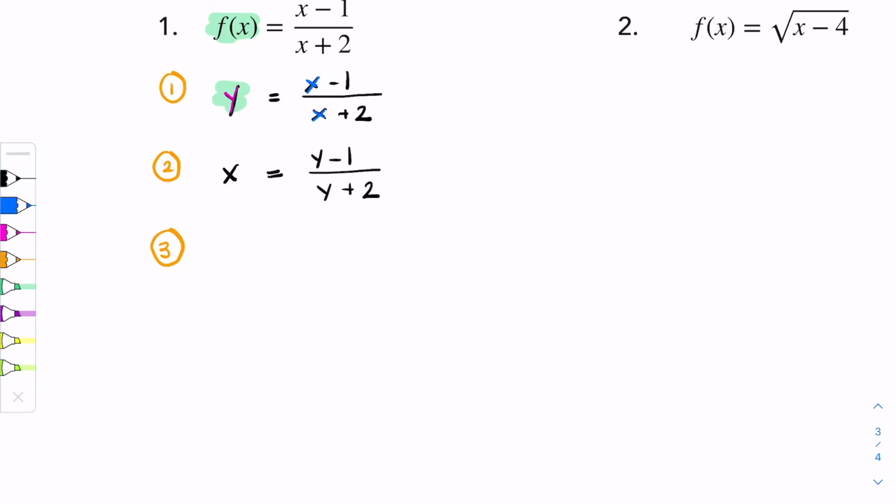So for step 3, we're solving for y. In order to do that, we need to eliminate this fraction. We need to get rid of that. So I'm going to multiply both sides of my equation in step 2 by y plus 2. The reason I do that is because on the right side of the equal sign, that will eliminate my denominator. On the left side, I do have to distribute my value of x to both terms in the parentheses, giving me x times y plus 2x, and this is now equal to y minus 1.